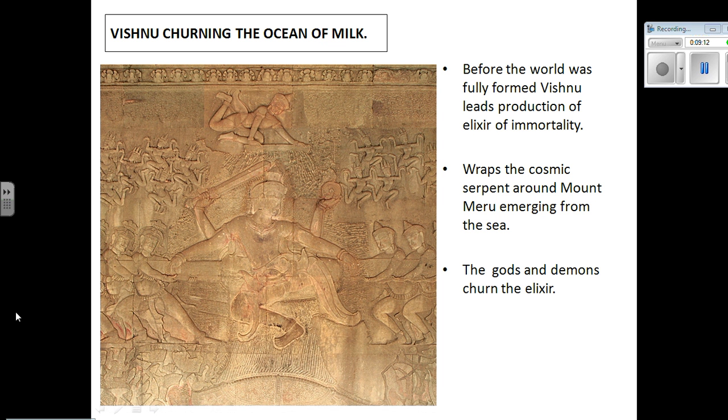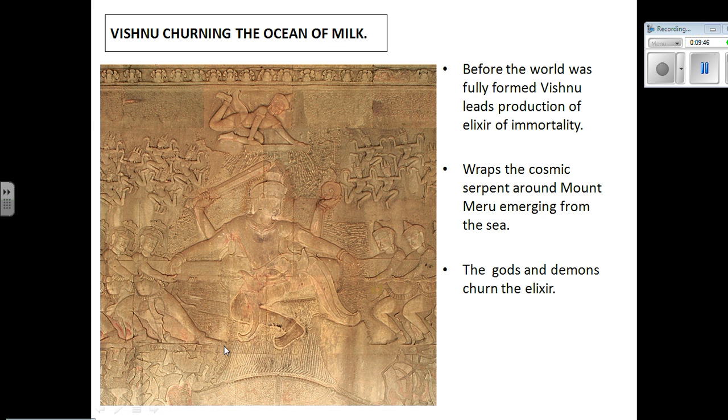And the myth goes like this. At the beginning of time, before the world was fully formed, Vishnu leads a sort of ritual to produce an elixir of immortality. Okay? And that's what we're looking at here. And I'll show you another image of it, a painting of this event that I think will help make it more clear, because this relief has lost all of its pigment, and it's a little difficult, I think, to make out what's going on here.